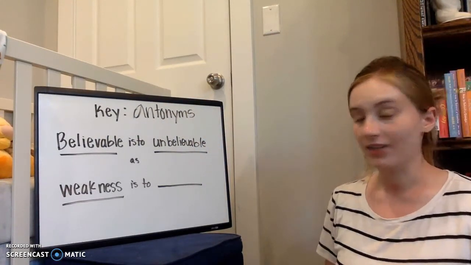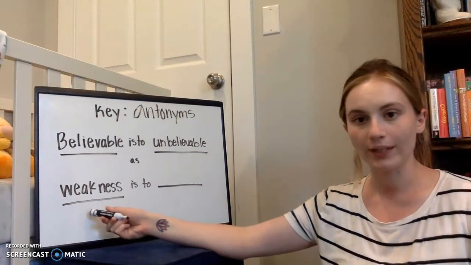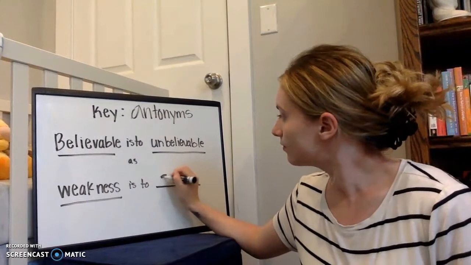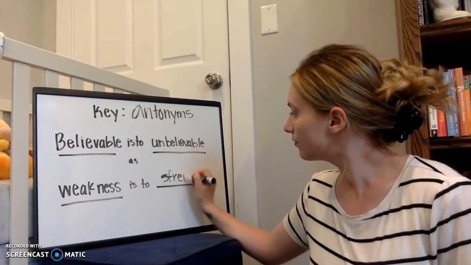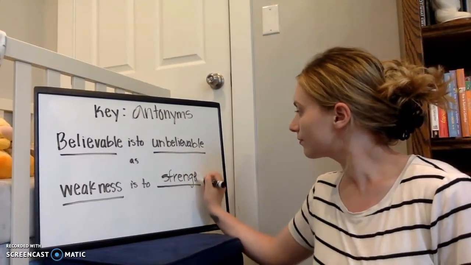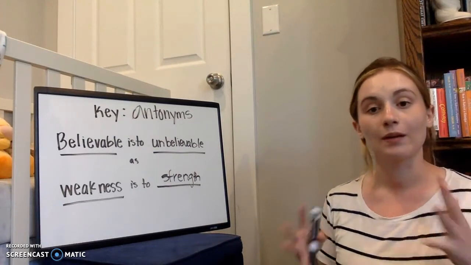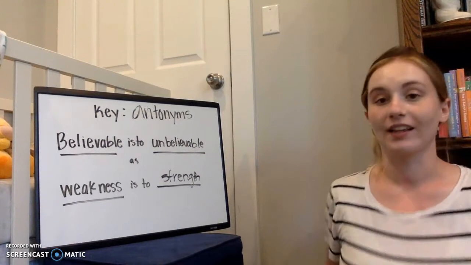Which means I just have to find the antonym for weakness. What is the opposite of weakness? Strength. And that is analogies. Find the key, find what connects the words, and then you can fill in the blank.